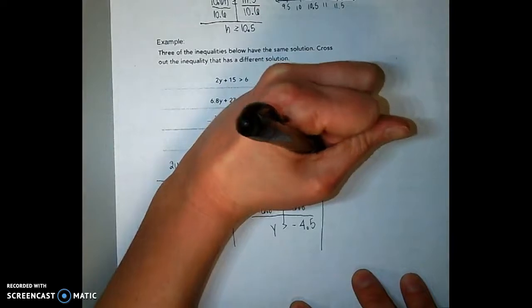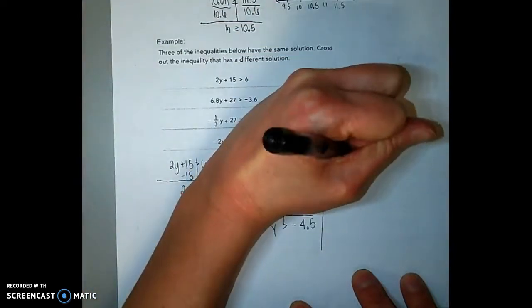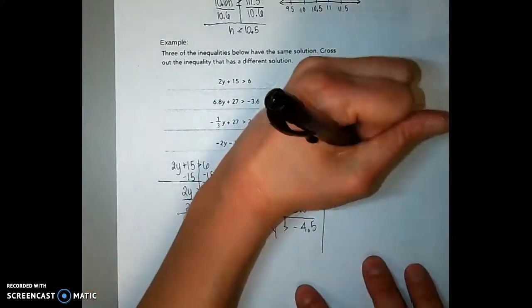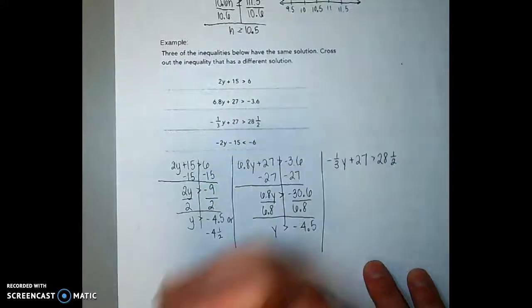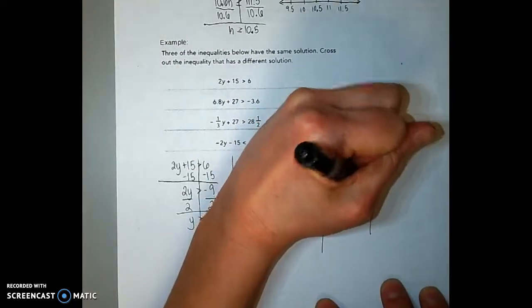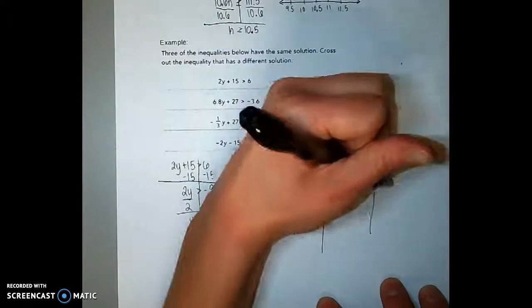I have negative 1/3 y plus 27 is greater than 28.5. Now for this one, again, I draw a line through my equal sign, and I start off by taking away 27. Now if I take away 27 from 28 1/2, that works out pretty nice.